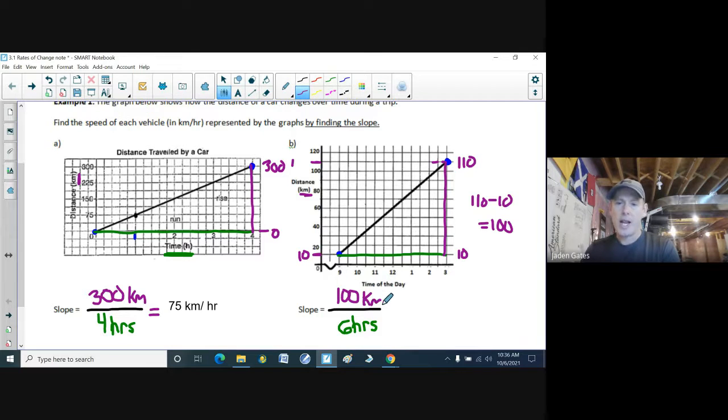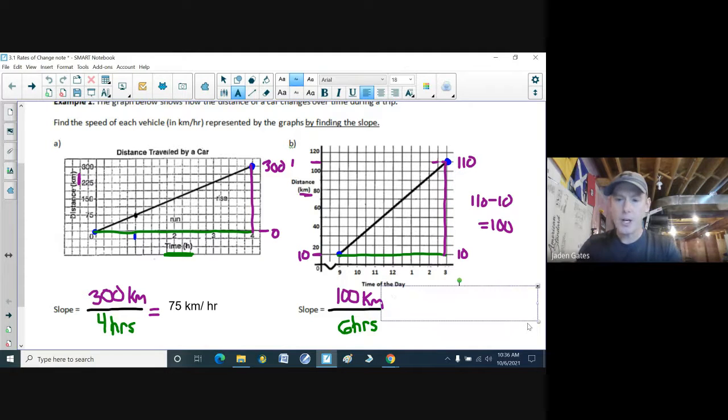And so now I take our 2 numbers and divide them. All right, so I take 100 and I divide it by 6. And this person is going 16.67, again, kilometers per hour. Hopefully that's somebody on a bike, or it could be my wife driving.